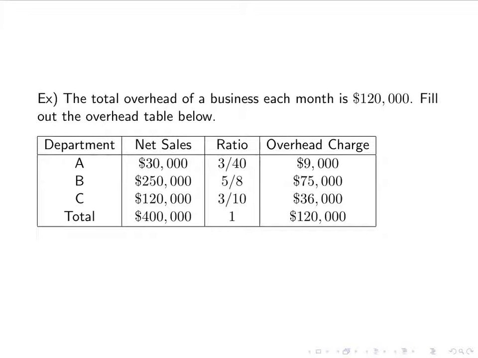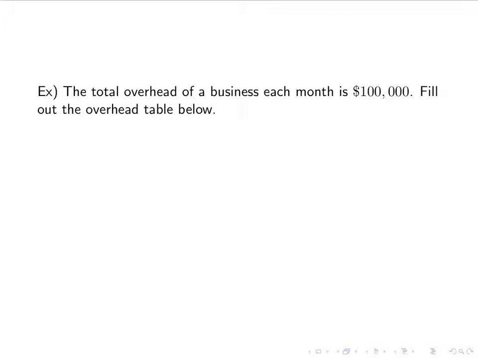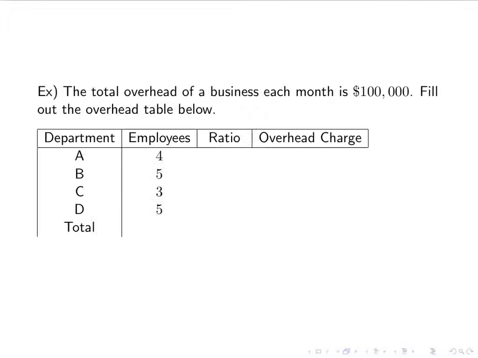And I'm good to go. So let's try another one. The total overhead of a business each month is $100,000. Fill out the overhead table below.